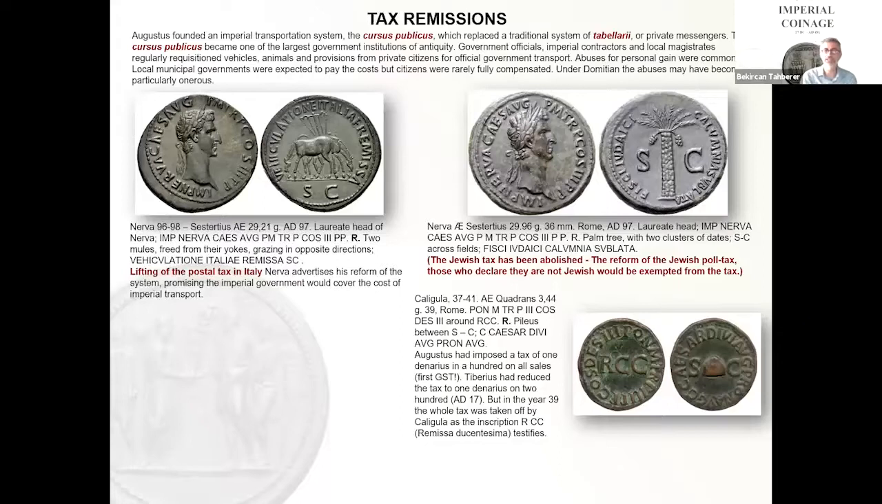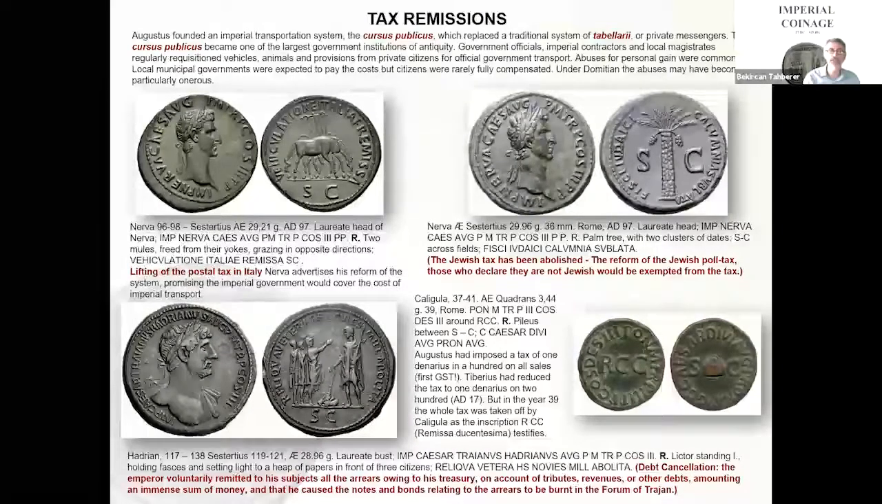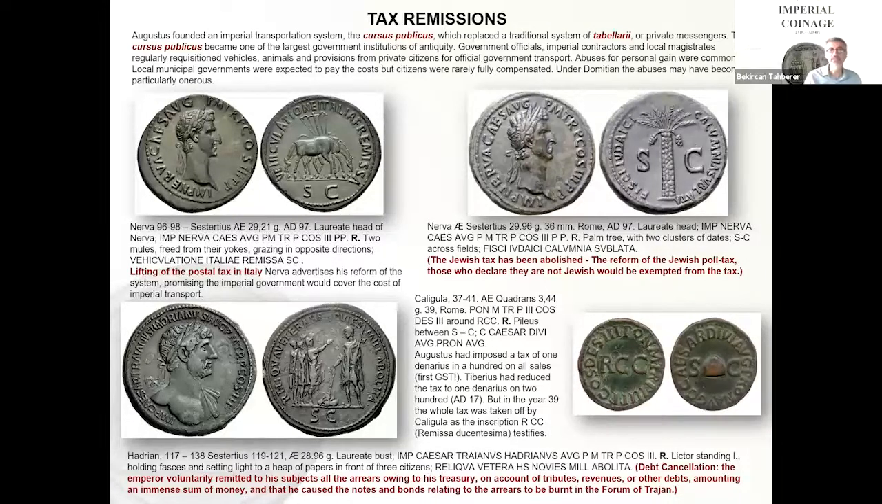So it's a very, very interesting piece, yet it is wonderfully depicted on a coin. Among the nicest examples of tax abolitions is this one. It's so beautifully pictured. Here, there is a lictor, and most likely it is actually the emperor himself, holding fasces and setting light to a heap of paper in front of 3 citizens.